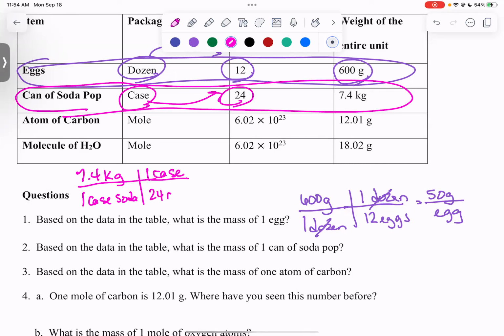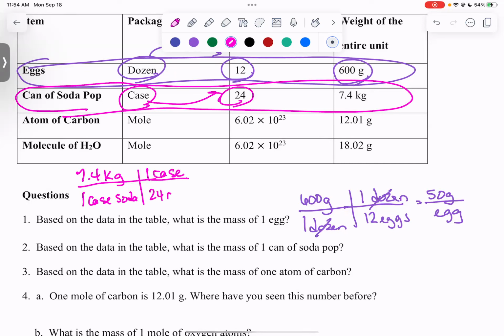How many molecules are in 1 mole of water? 6.02 times 10 to the 23rd. How many atoms are in 1 mole of chlorine atoms? 6.02 times 10 to the 23rd. Same thing. So the number 6.02 times 10 to the 23rd tells us the number of items in 1 mole of a substance, and that's Avogadro's number.